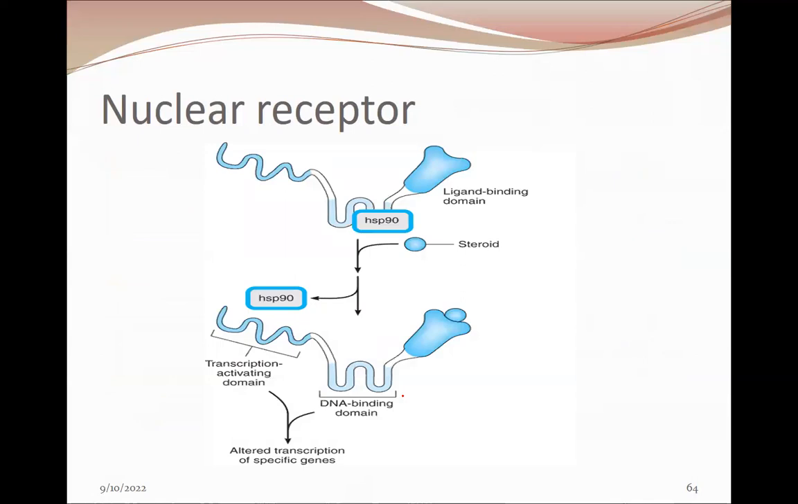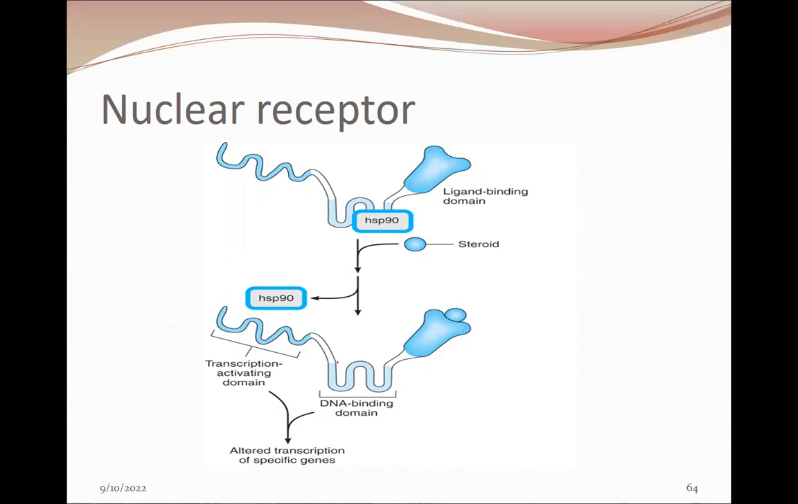Now let's talk about how this particular receptor works. So this is the receptor complex which is bound to HSP90, that is the heat shock protein 90, which is one of the inhibitors that binds to this receptor so that it is not auto-activated. Once the steroid binds to this receptor, this heat shock protein dissociates from the receptor.